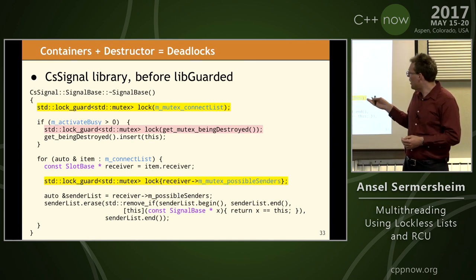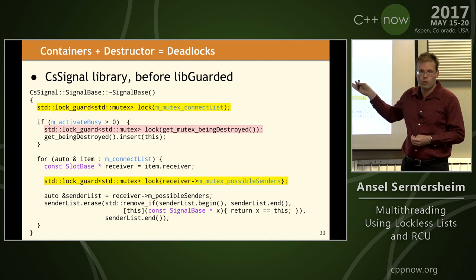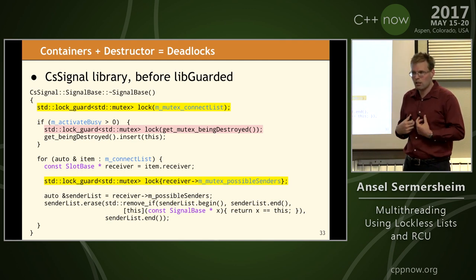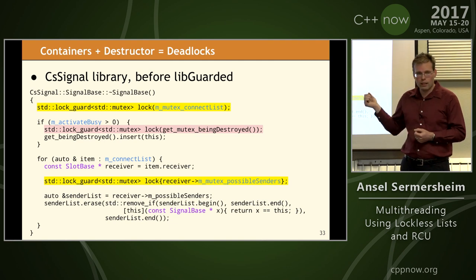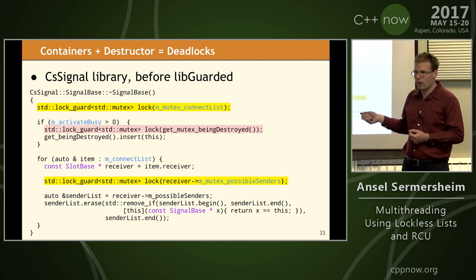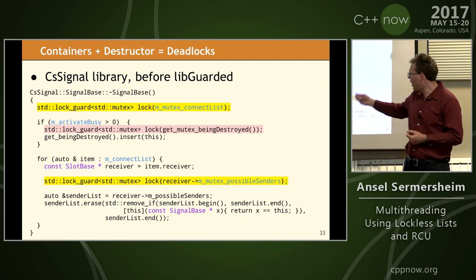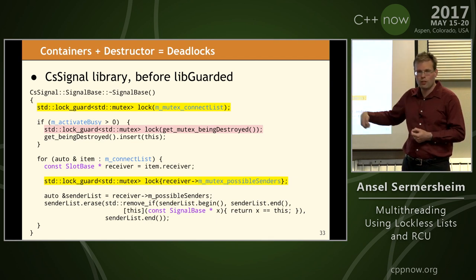And you'll note that this is the destructor for a signal base. So in this case, this is the push button in my example. We're locking our own connection list. We're walking through it. We're looking for receivers. We're locking their sender list and updating it.